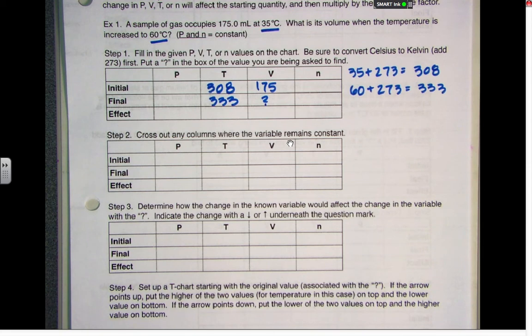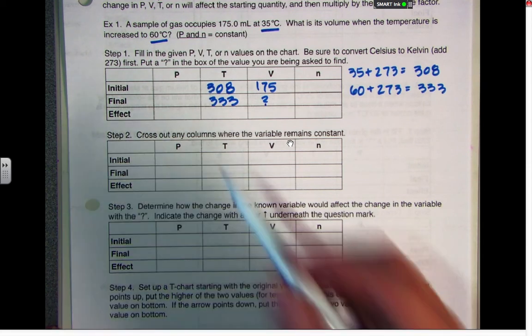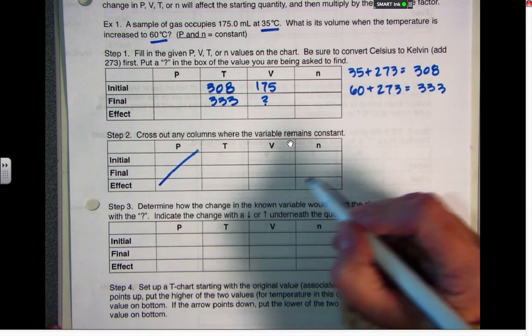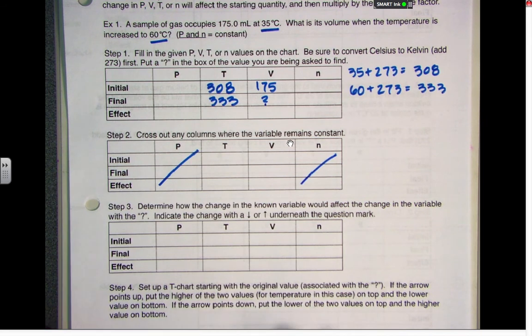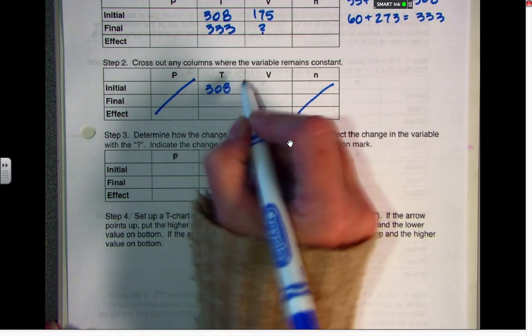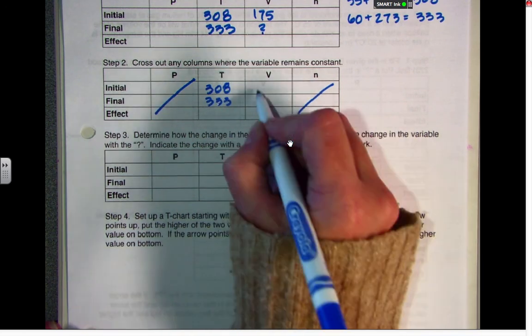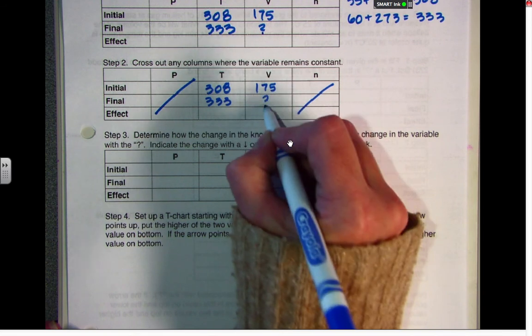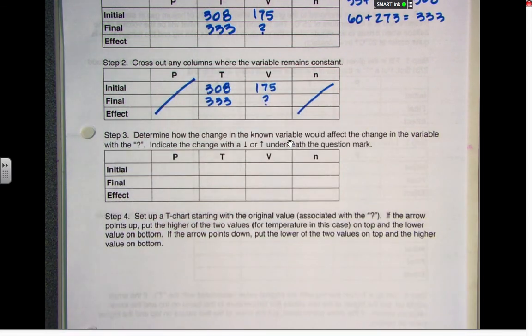Step 2 is to cross out any columns where the variable remains constant. That's our pressure and our number of particles. So we have 308, 333, 175, and a question mark. Step 3: determine how the change in the known variable would affect the change in the variable with the question mark. Indicate the change with a down arrow or an up arrow underneath the question mark.